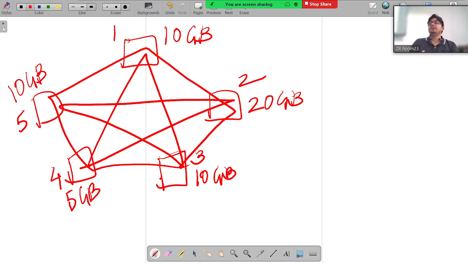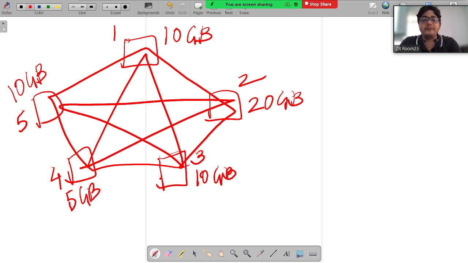What is the storage space of computer number 1? 10 GB. Very good. What is the storage space of computer number 2, 3, 4, 5? Each is individual storage space. But what is the total storage space? 10, 20, 30, 40, 50, and sorry, this one is 5 GB, so 55 GB. So the total storage space is 55 GB.